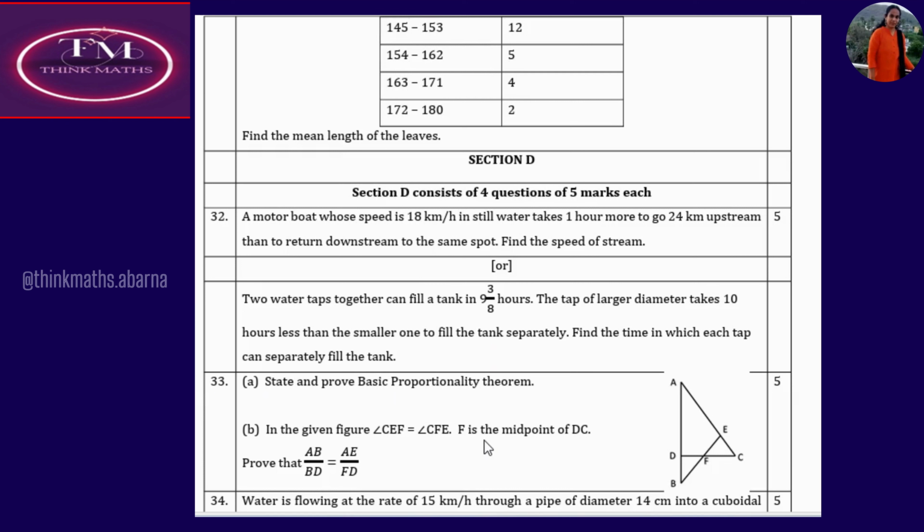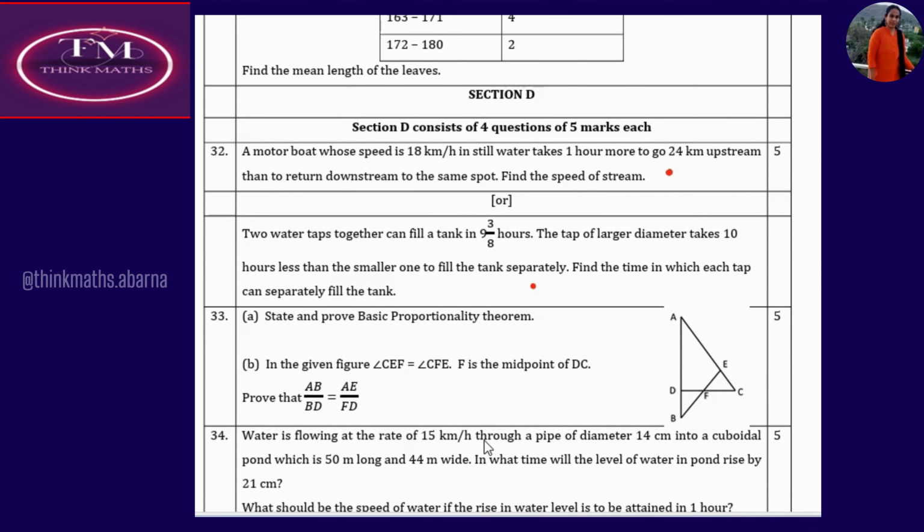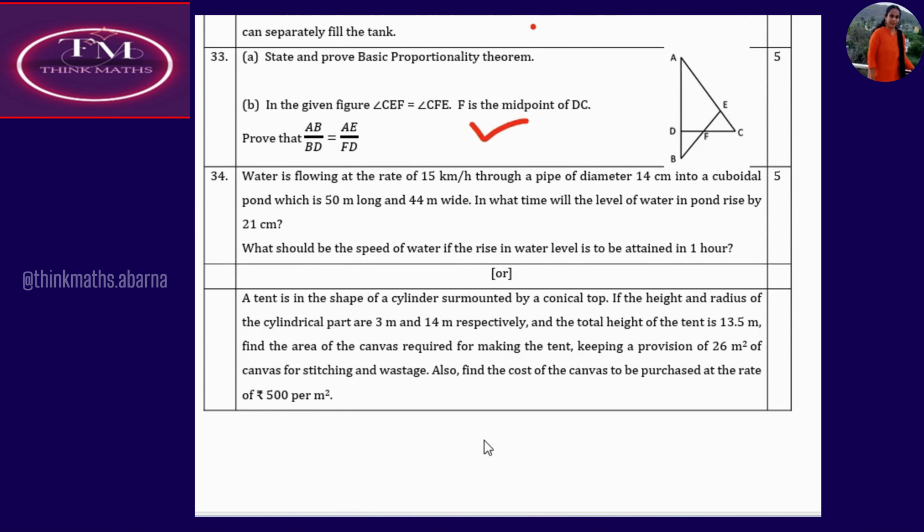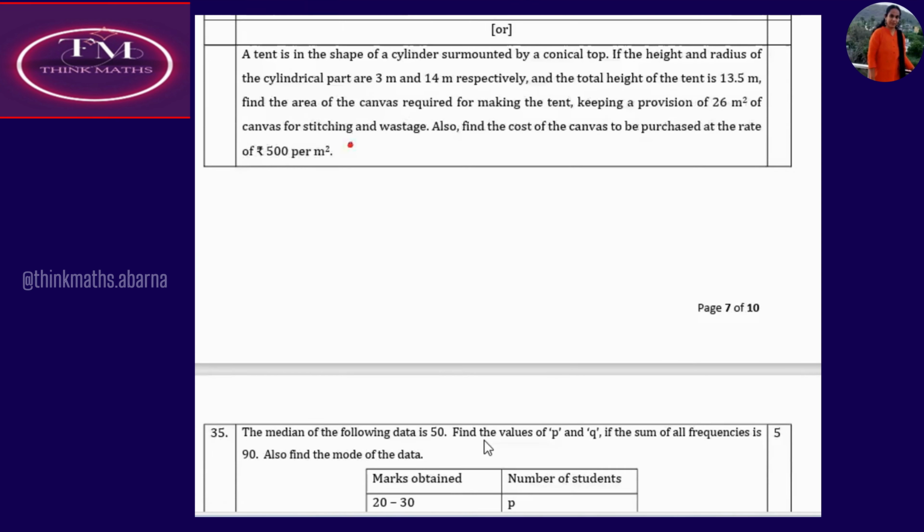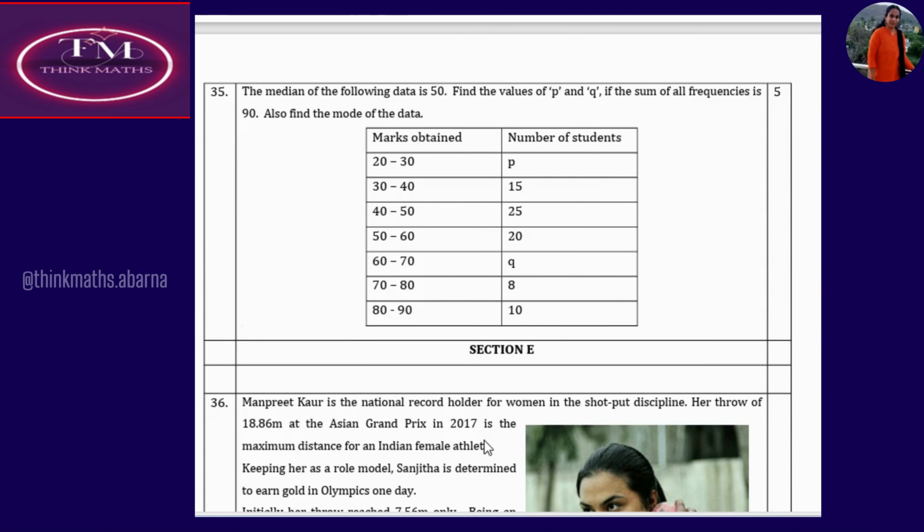Now it is section D. In section D, there will be 4 questions, each question carrying 5 marks. In 32, you have internal choice, so you can answer either one. In 33 there is no internal choice. You have to answer both: state and prove the basic proportionality theorem, and also prove this for the given figure. So there is no choice in it. In 34, you have choice, so you can answer either this or this question. In 35, you don't have any choice. It is based on statistics and you have to answer this question.